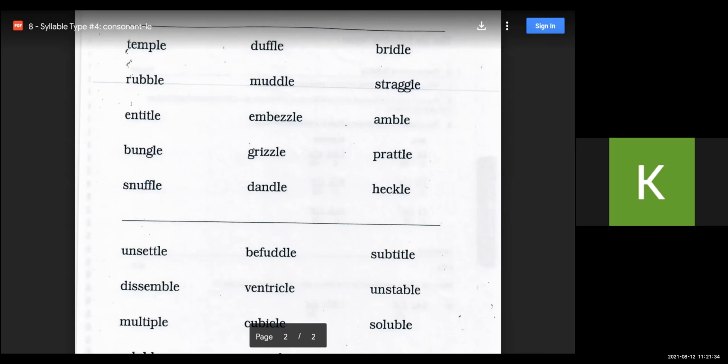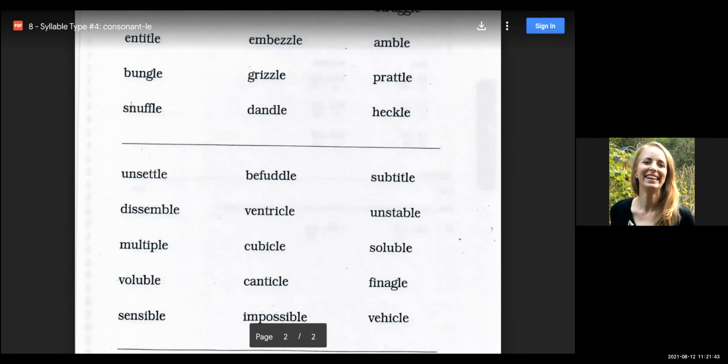Heckle. Yeah, don't forget in those closed syllables, we still want to use the short vowel sound. So prattle and heckle. And then in the open syllable, that first word is bridle. Your endings are perfect, but we don't want to forget the beginning syllable. All right, great teamwork. Thank you guys.